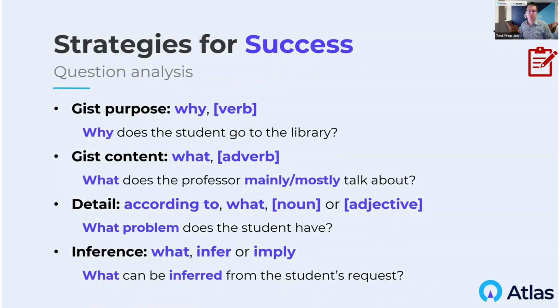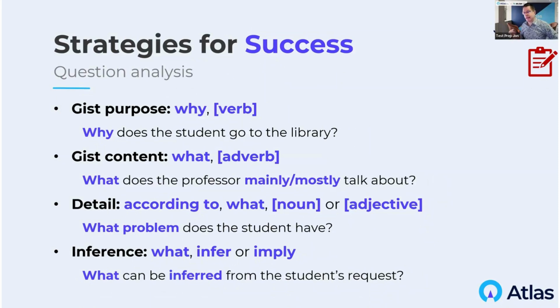If it's a gist purpose or content question, you should be able to find that for a lecture in the start, or for a conversation in the start or in part 2. So gist purpose questions typically use the word why and a verb. Why does the student go to the library? That's the reason why the conversation is happening. Gist content questions always use the word what, and very often an adverb. What does the professor mainly talk about? What does the professor mostly talk about? Sometimes, as I mentioned, you can get this for a conversation. What is the conversation mainly about?